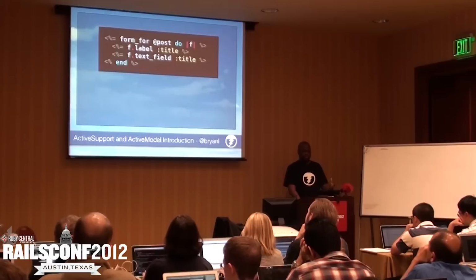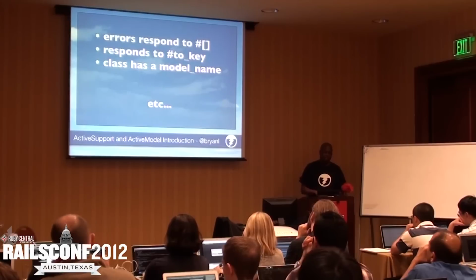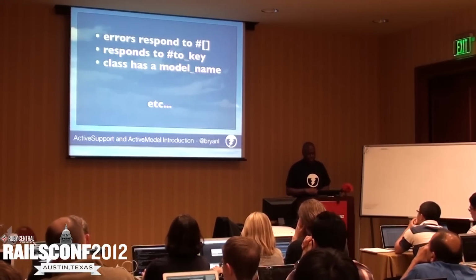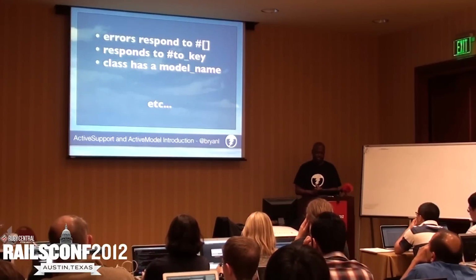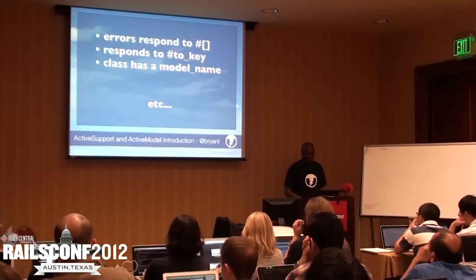So what does it mean to be ActiveModel compliant? Well, there's a couple of things. I won't go through all of them, but it needs to have errors that respond to some kind of array, and it needs to respond to some key. It needs to have a model name. You're like, wow, that's a lot of rules. There's like 8 of them. So what's the easiest way to do this?